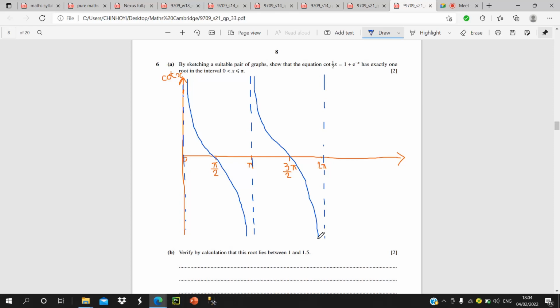Okay, now back to the question. We want to sketch the graph of cot half x. This one is a transformation in the x-axis with a stretch factor of 2. We're going to multiply all the terms of x with 2.